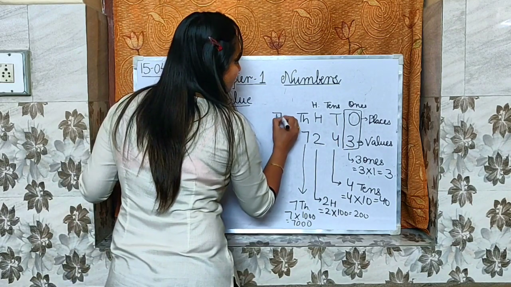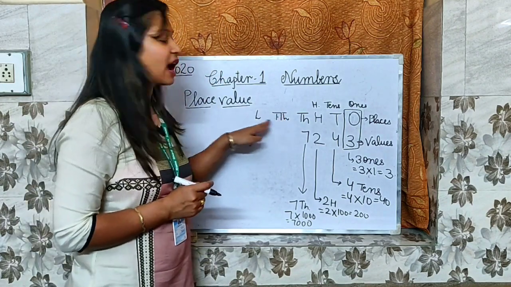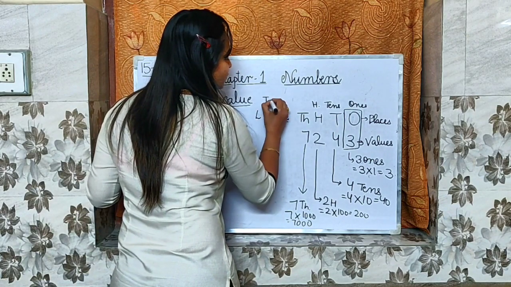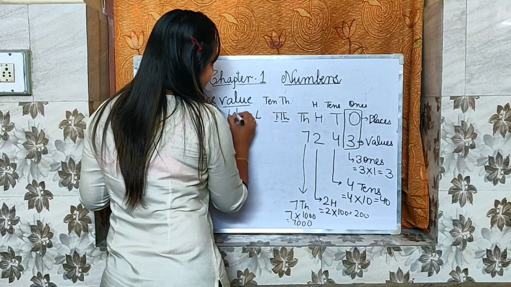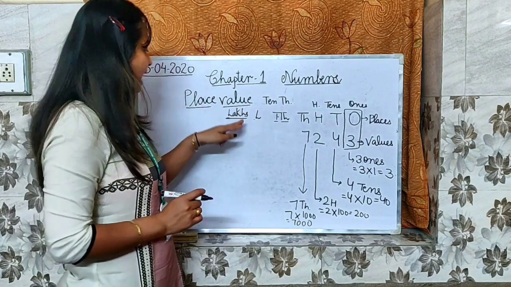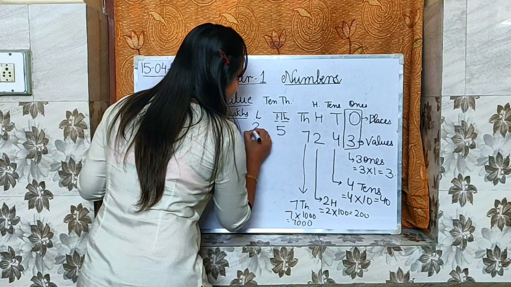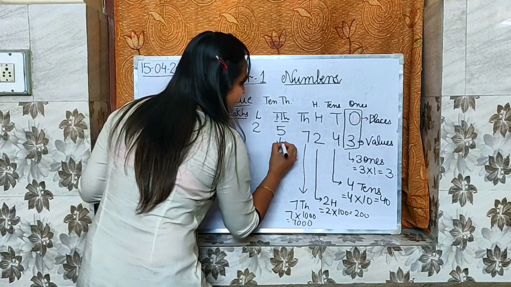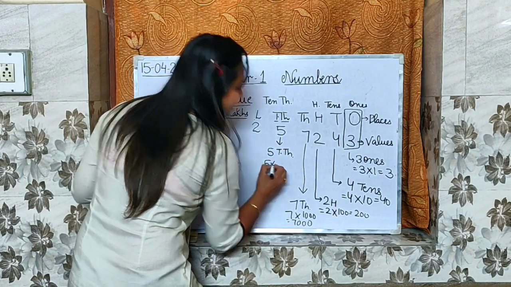Then coming to 10,000 and lakhs. These two place values are now added in your new class 4. TTh stands for 10 thousands and L stands for lakhs. So if somebody asks me, if I write two numbers here, what is the place value of the 10,000's place? It is 5 ten thousands. Or we can multiply 5 with 10,000.